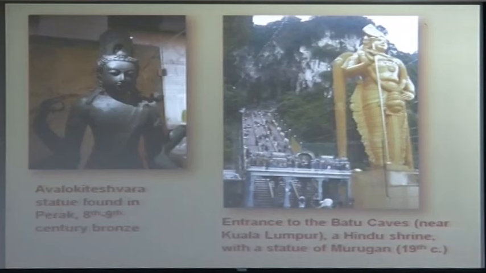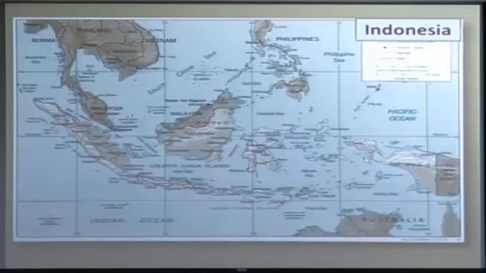And just to show that this influence actually has not totally died. In the 19th century, a Hindu devotee of Muruga had a dream in which the god appeared to him and asked him to create a shrine in the Batu Caves, not far from Kuala Lumpur, which is now very frequently visited. It's on the tourist map of this region, and the shrine is very popular. So this is just to show you that these mechanisms can take complex forms.